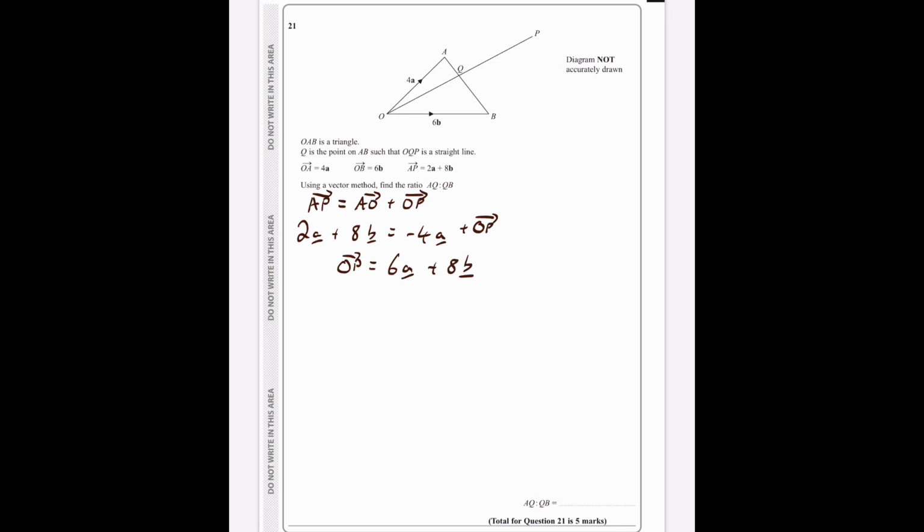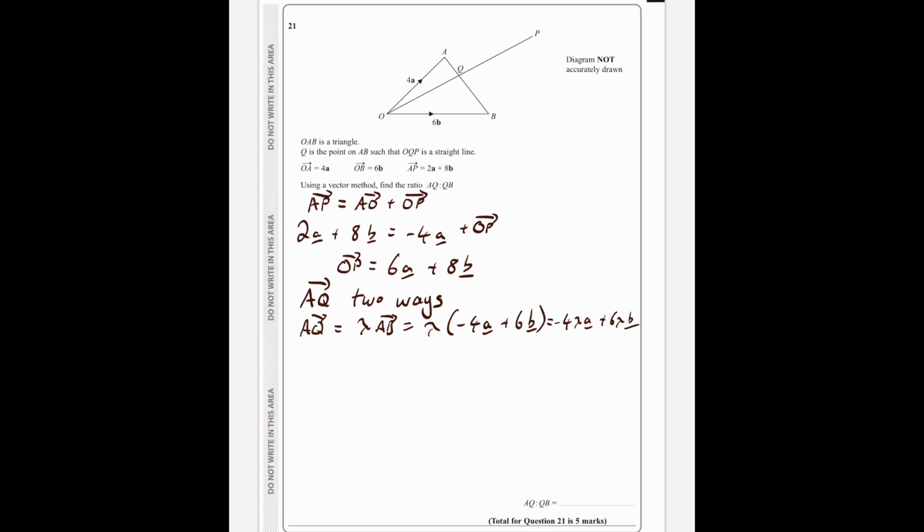Now the key to unlocking this question is by constructing the vector A to Q in 2 different ways. The first way I'm going to construct A to Q is by saying it's a proportion of A to B. To turn that into mathematics, A to Q equals lambda A to B. We know that lambda is going to come out as a fraction, therefore. We have the vector A to B, it's minus 4a plus 6b, so lambda A to B is lambda lots of minus 4a plus 6b, and I'm going to expand that out to make 4 lambda a plus 6 lambda b.